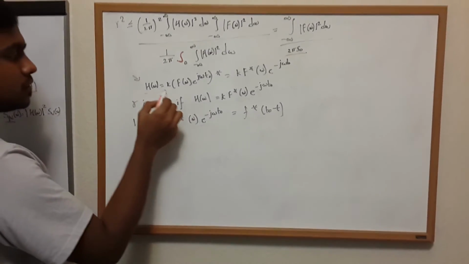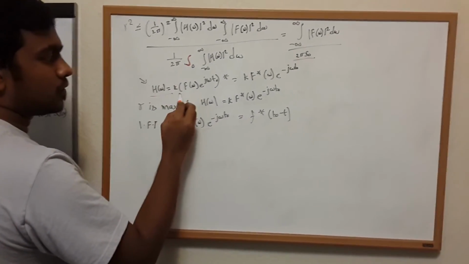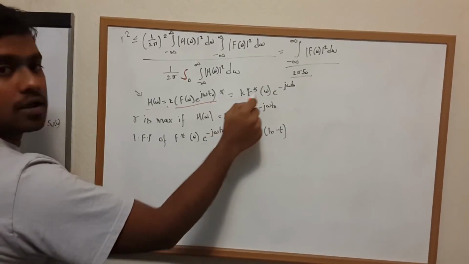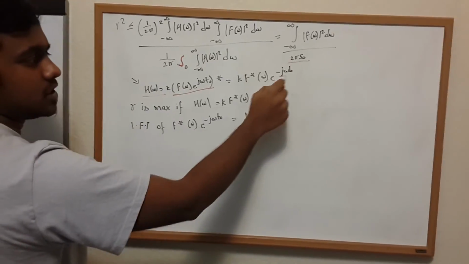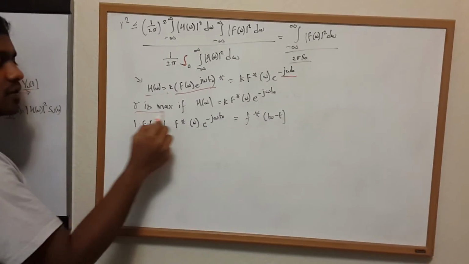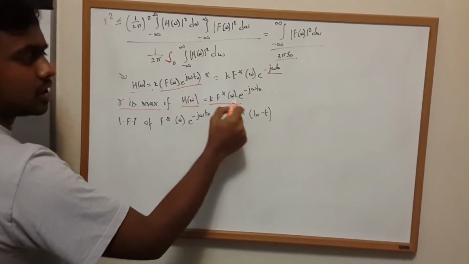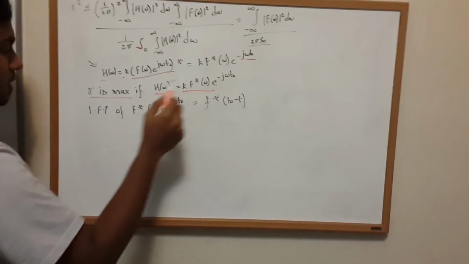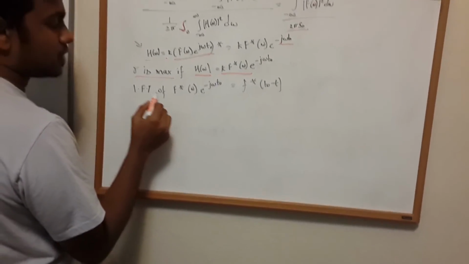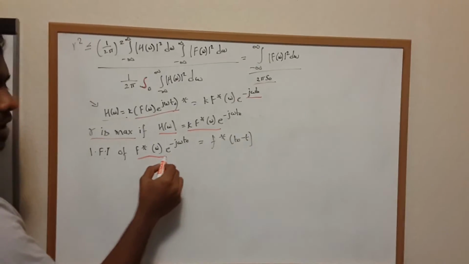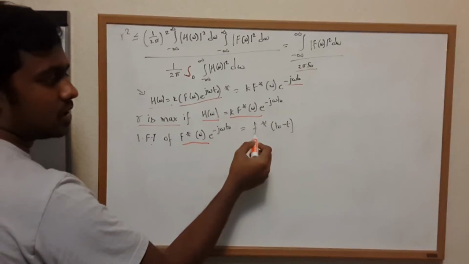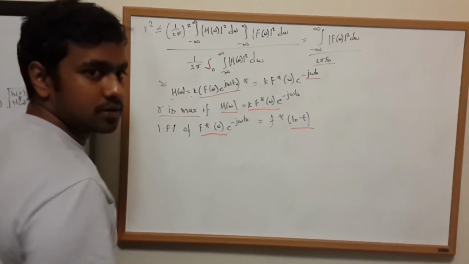The impulse response H(omega) is equal to k into F(omega) e^(j omega t0) the whole conjugate, equal to k F conjugate of omega e^(minus j omega t0). Here r is maximum if H(omega) equals k F conjugate of omega e^(minus j omega t0). The inverse Fourier transform of F conjugate of omega e^(minus j omega t0) is given by f conjugate of (t0 minus t).